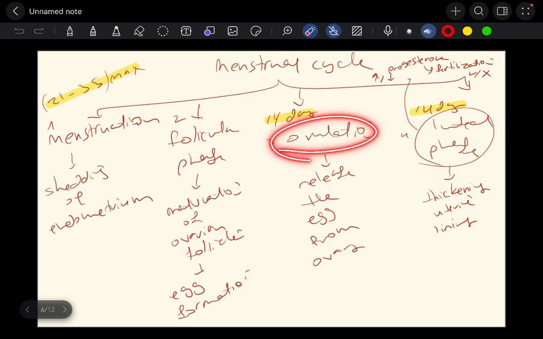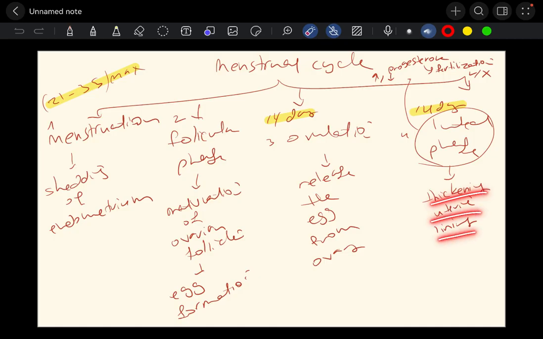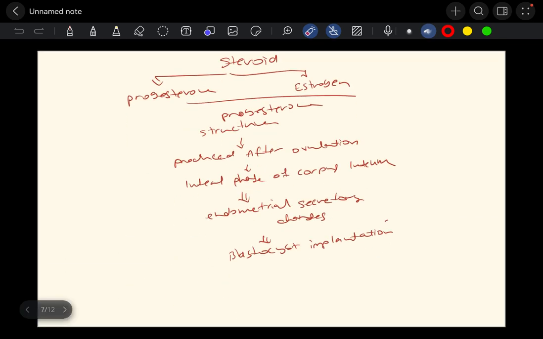Ovulation and the luteal phase both last 14 days. In the luteal phase, we see thickening of the uterine wall after ovulation, and progesterone increases according to fertilization. If there is fertilization, progesterone increases in order to maintain pregnancy. If there is no fertilization, progesterone decreases in order to start a new cycle.